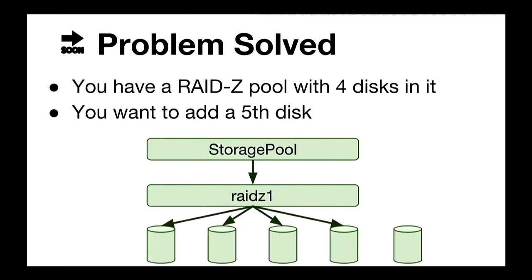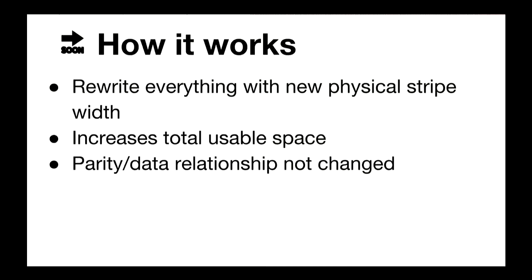Okay. The problem space is a little simpler here. You have a RAID Z VDEV, and you have like four disks, and you want to add another one. Has anybody had this problem? Oh, quite a few. All right, cool. So how does it work? We need to rewrite all the data using the new physical stripe width. This is going to increase the total usable space, kind of the opposite of the last operation we talked about, and without changing the data to parity relationship.